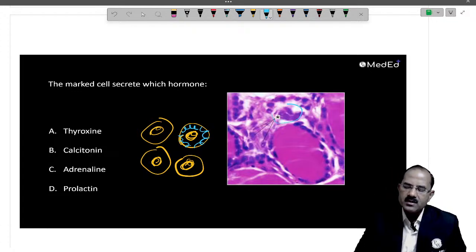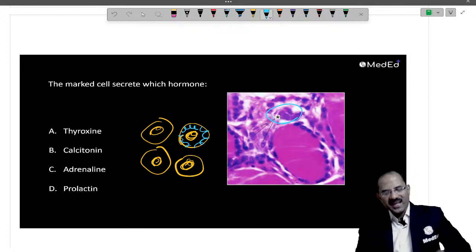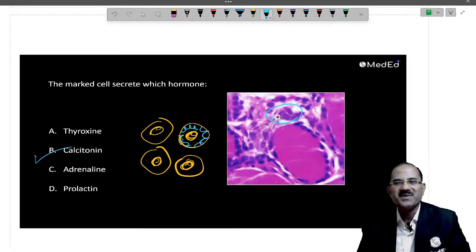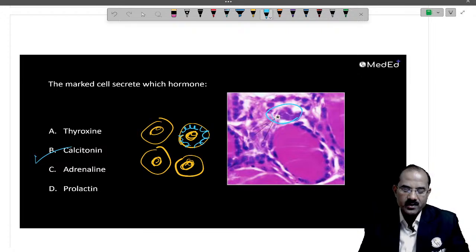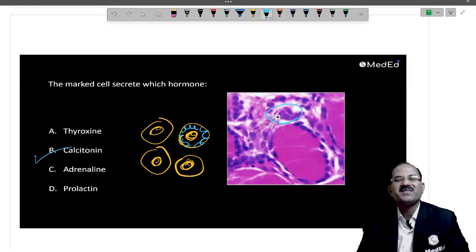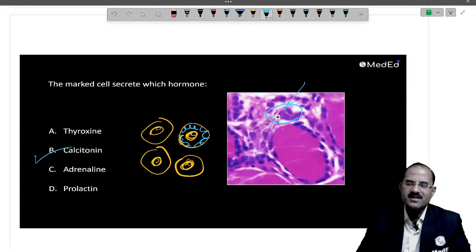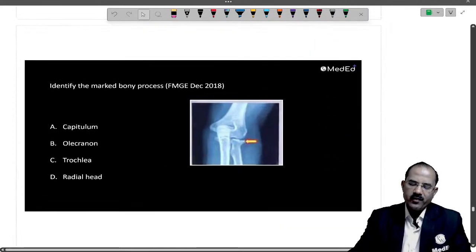And what is this in between? These are the parafollicular C cells of thyroid, and these parafollicular C cells are going to secrete calcitonin. Right? The colloid filled vesicles secrete T3, T4, and the parafollicular C cells of thyroid secrete calcitonin. So these are the parafollicular C cells, calcitonin. Perfect, bacho, perfect.